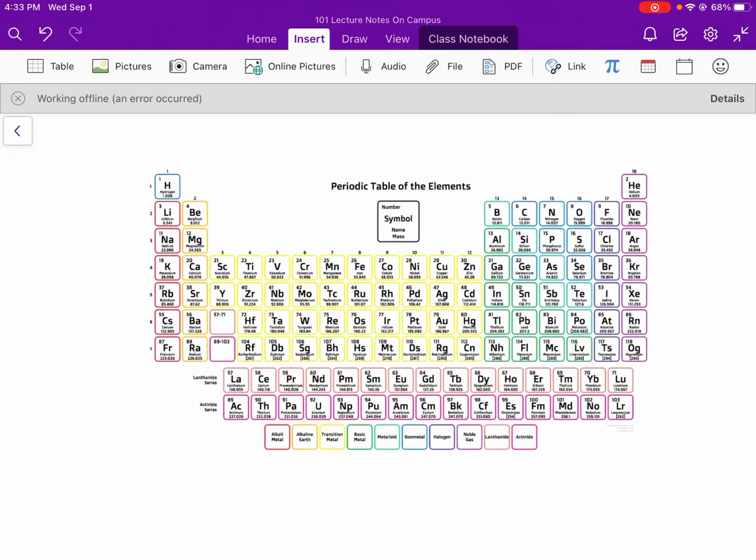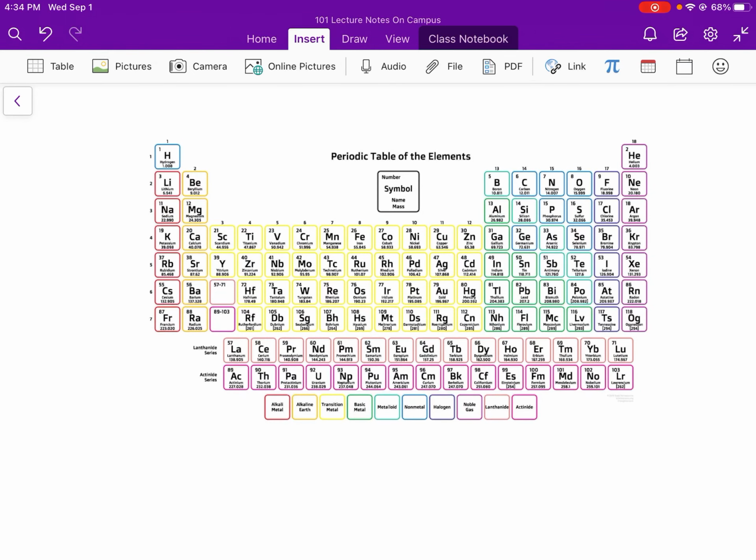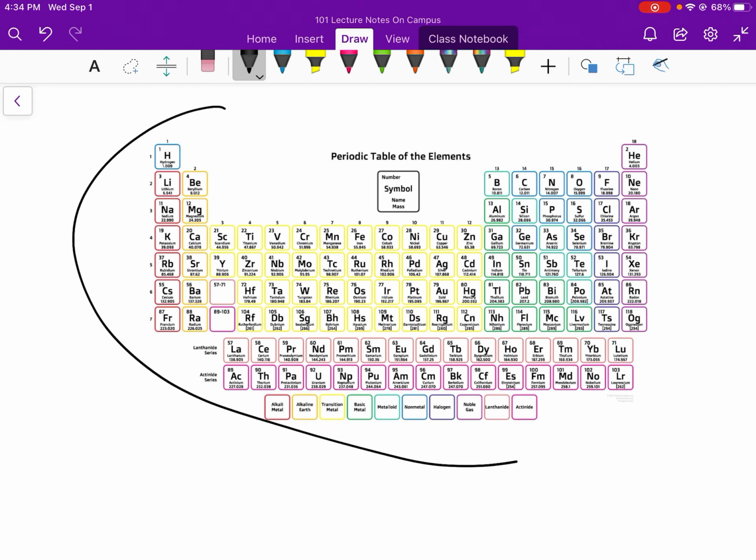Welcome to the lecture on matter. So this lecture is designed for Biology 101, and let's take a look at the periodic table of elements first. I got to draw on this now. Woo! There's the periodic table of the elements.